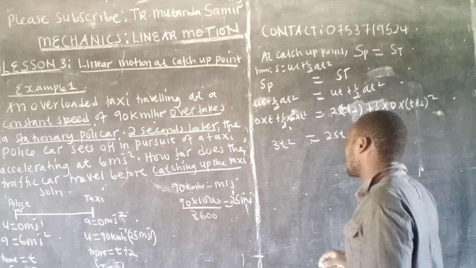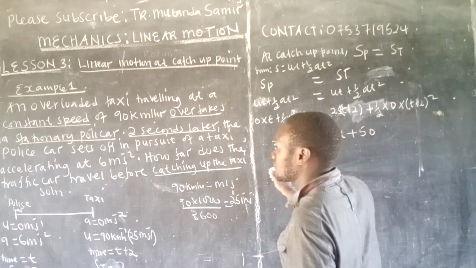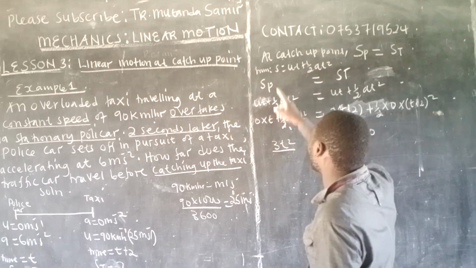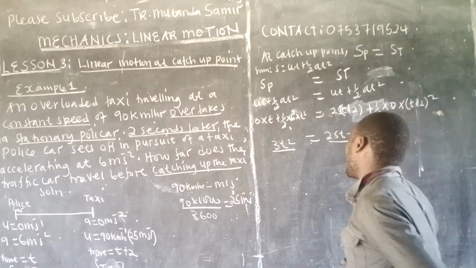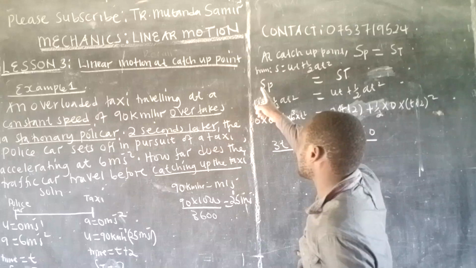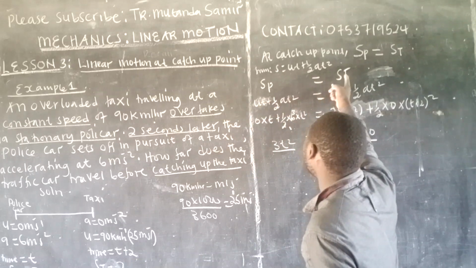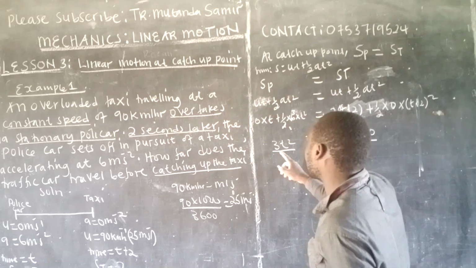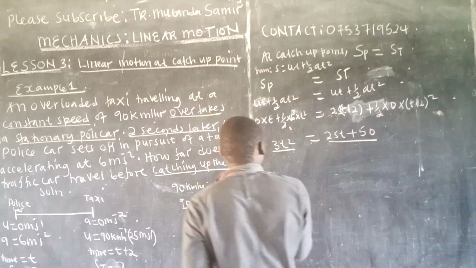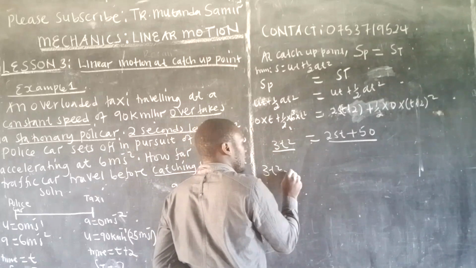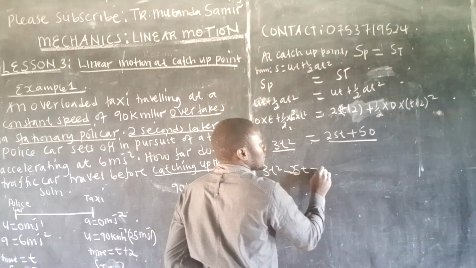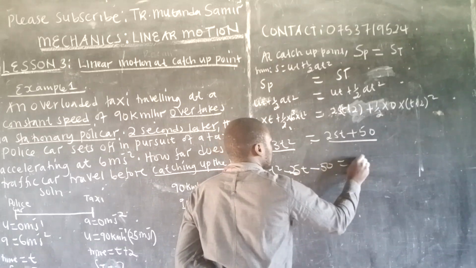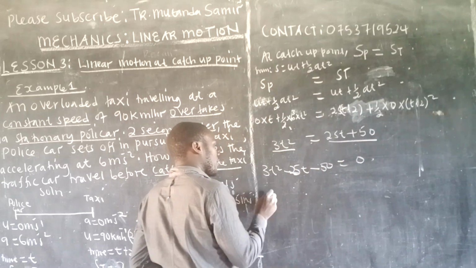All right, now we can solve this. This is the one for the police car, and this is the one for the taxi. S_P means displacement covered by the police car. S_T means displacement covered by the taxi. Collect like terms. Like terms, you have 3t squared minus 25t minus 25t minus 50t equals 0.